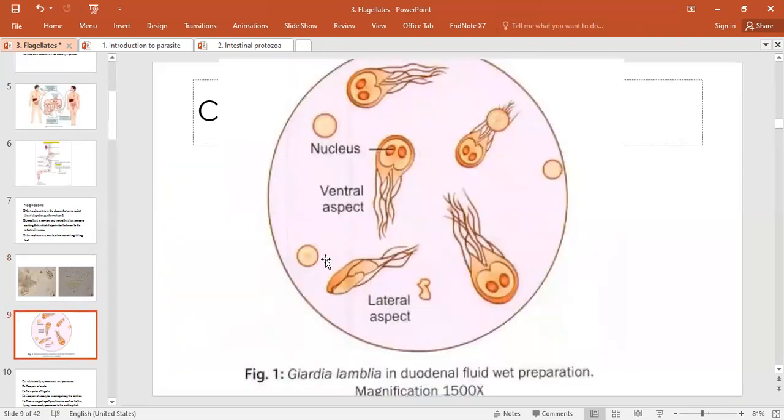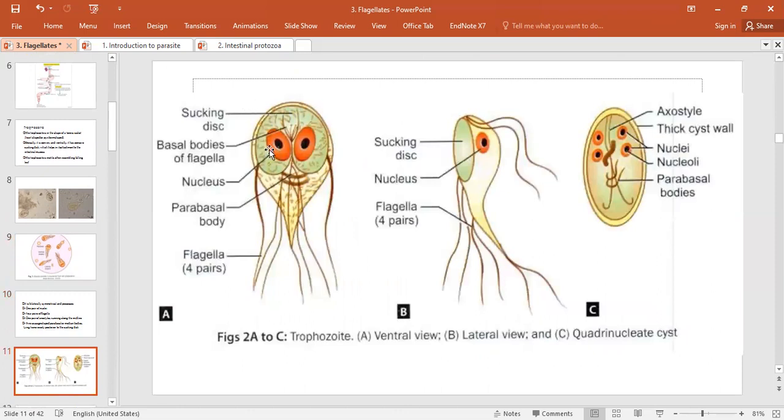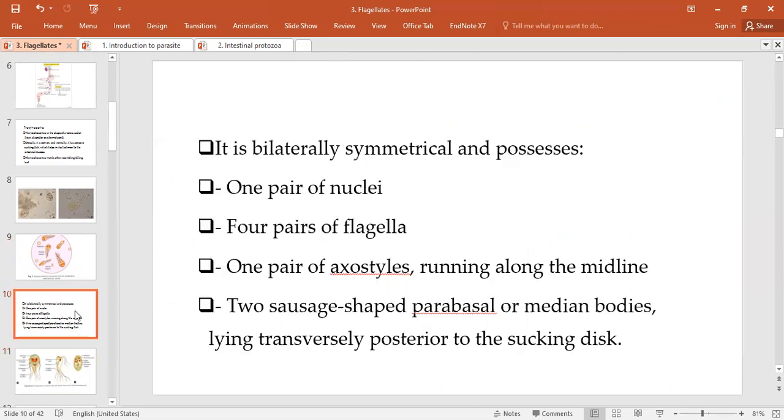Here's a ventral aspect and also a lateral aspect. The second disc goes through here, concave and convex. It is bilaterally symmetrical. Bilaterally symmetrical means it has two symmetrical halves. One half looks exactly like the other half, even with the number of flagella around the sides.